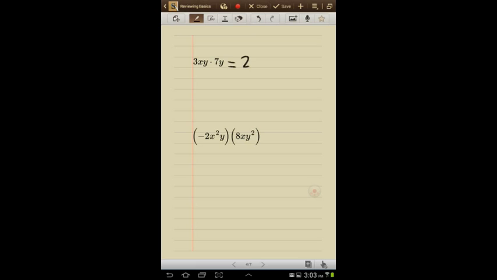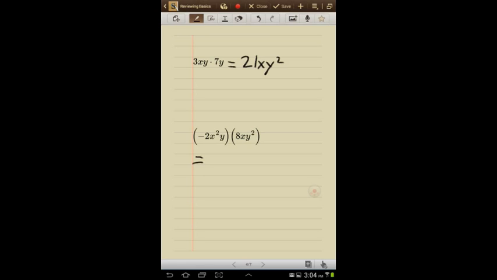Another example. 3 times 7, 21. We just have the 1x. We have a y times a y, so the y's get squared. Now notice, think of your order of operations. Only the y is being squared here, not the x, not the 21, just the y.